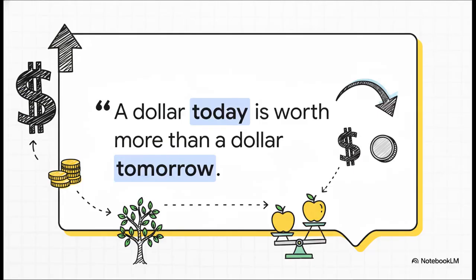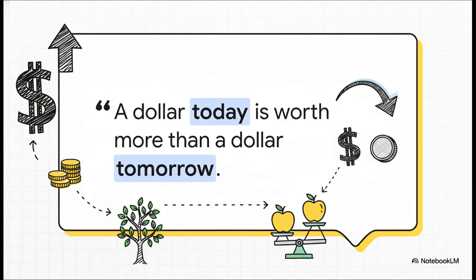This little phrase is the core idea behind NPV. It's simple, right? You'd rather have $1 now than $1 a year from now, because you could invest it and earn a return. Because money has this time value, we have to discount all those future cash flows to see what they're really worth in today's dollars.